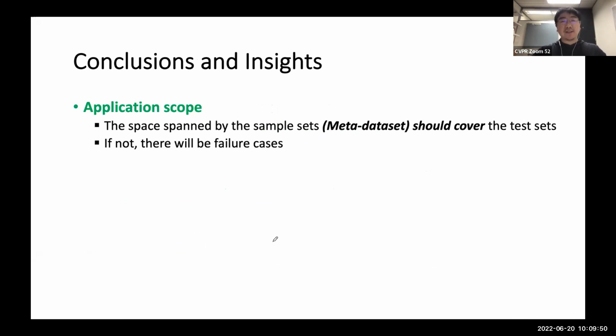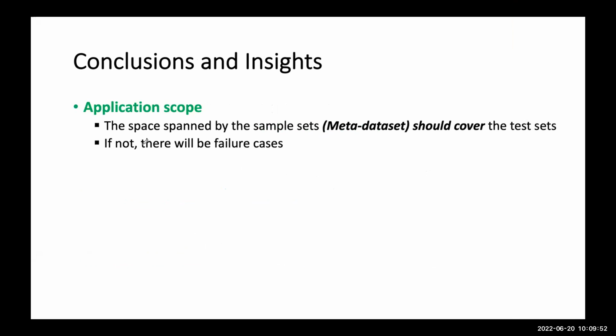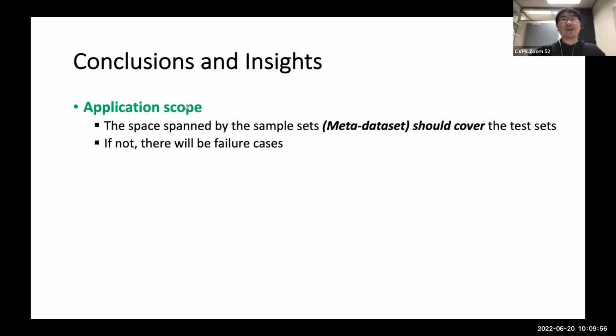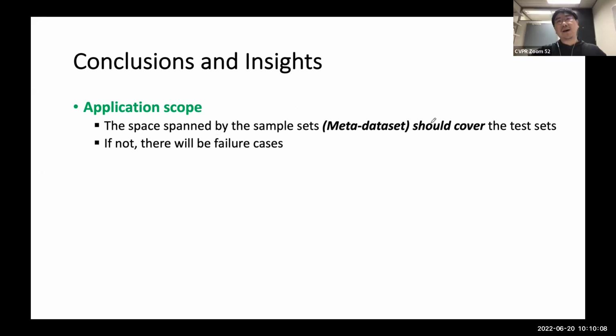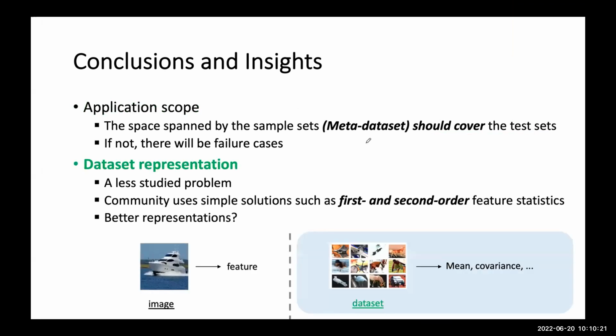As asked just now, there are also application scope limitations of these sorts of methods, where if we are using sample sets or correlation-based, regression-based methods, usually we ask this regression to be done on these samples. These samples should cover the test sets that are of interest. Otherwise, there will be failure cases, for example, adversarial test sets.